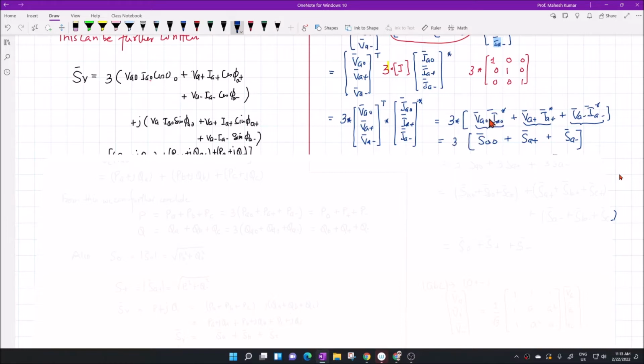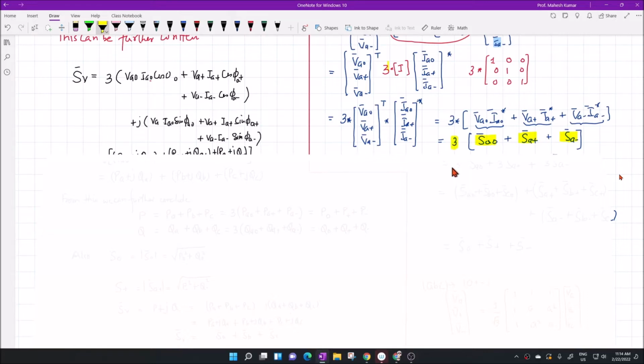Now what is this term? VA0 IA0 conjugate is nothing but zero sequence power in phase A. So this is actually zero sequence power in phase A. What is VA plus IA plus conjugate? This is positive sequence power in phase A. And VA minus into IA minus conjugate is negative sequence power in phase A. 3 times of this.